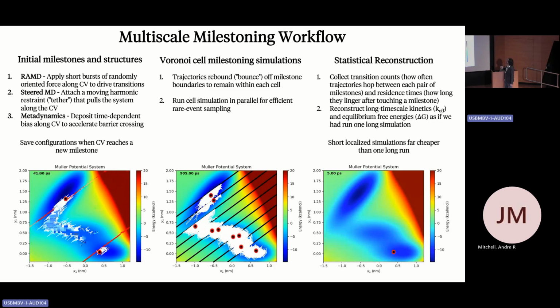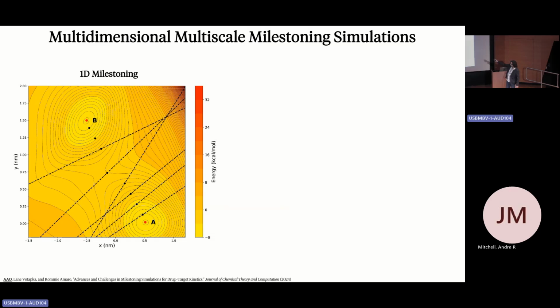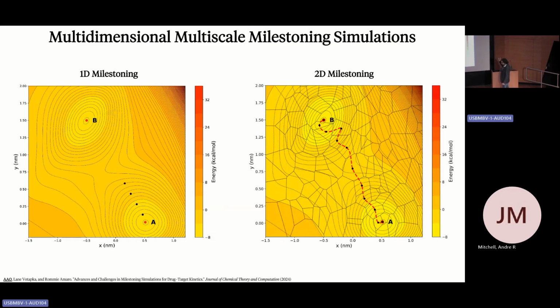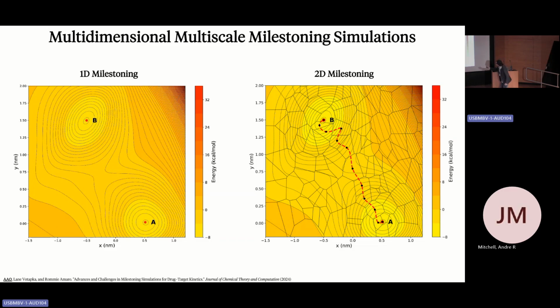And once you do that, you get the statistical reconstruction by constructing a Markovian matrix and getting the mean first passage time and the free energy of binding here. This was an example of one-dimensional multi-scale milestoning. So this is how these milestones look along the free energy surface. We moved from 1D to 2D milestones. Now you see these free energy surface and the path of sampling are kind of different and interesting, and the sampling is quite intense, and that's where we are right now.